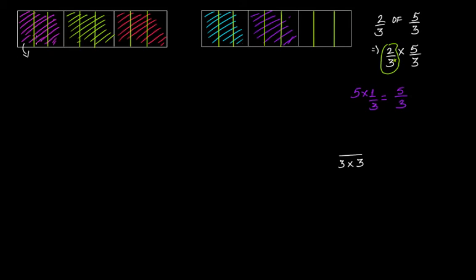Each of these parts, after dividing into 9 equal parts, will be what? 1 by 9. Copy, paste. This is 1 by 9. This is 1 by 9. This is also 1 by 9. This is also 1 by 9. This one, this one, this one.